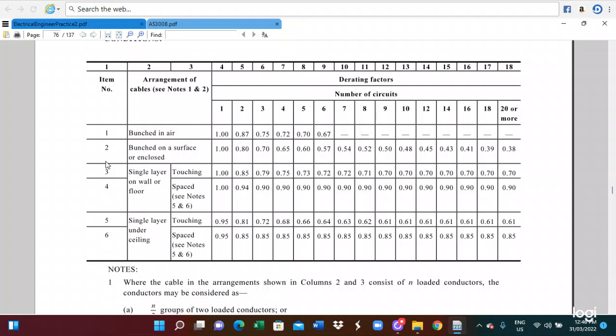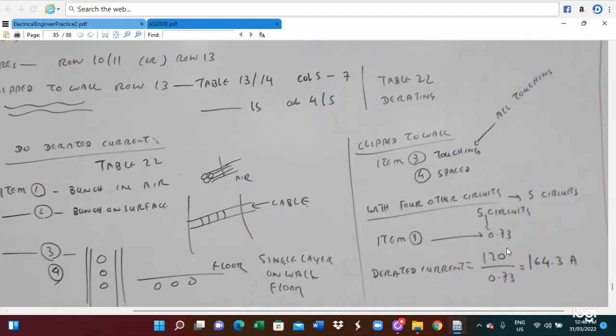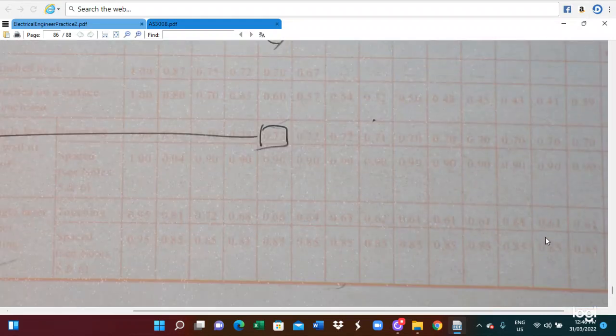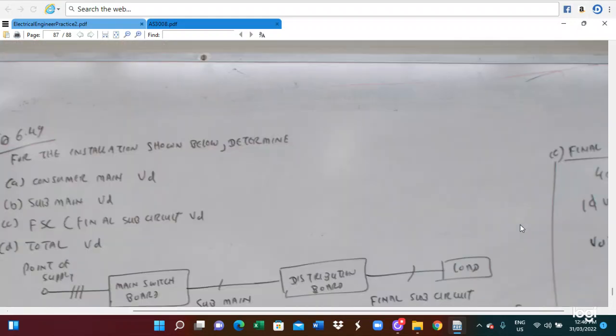So this is item 3, 5 circuits. The derating factor we got is 0.73. So the maximum demand current divided by 0.73 gives 164.3 amperes. This current has to be utilized, because the maximum demand current is 120 without derating. If you derate, the derating factor is 0.73, so 120 divided by 0.73 gives 164.3, which has to be utilized. This is the derating factor we got.